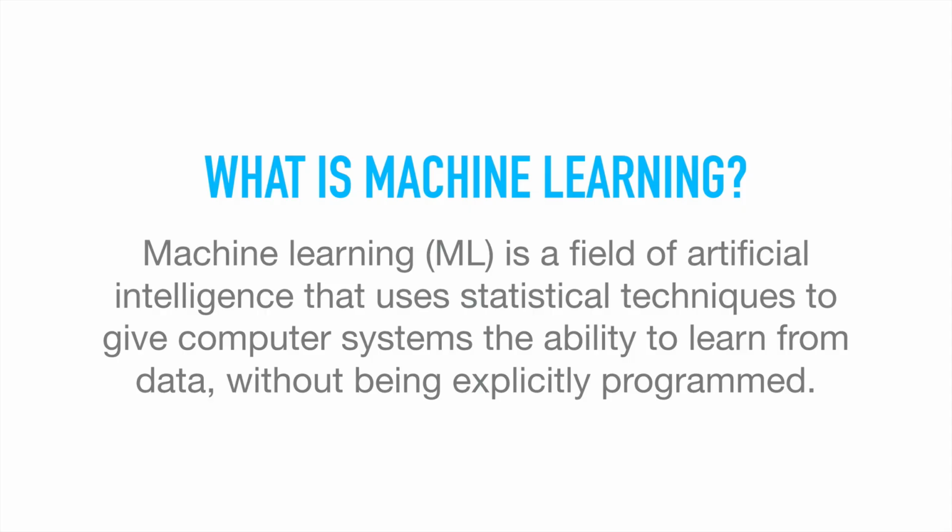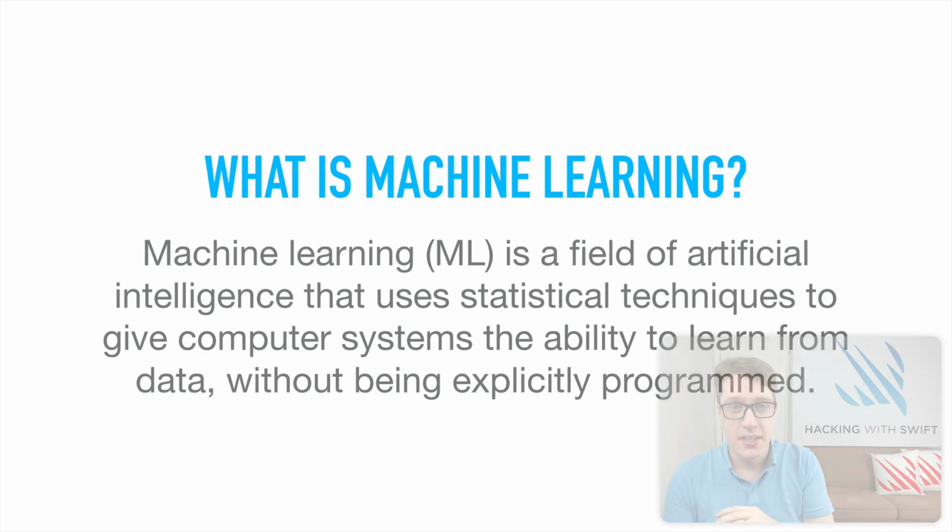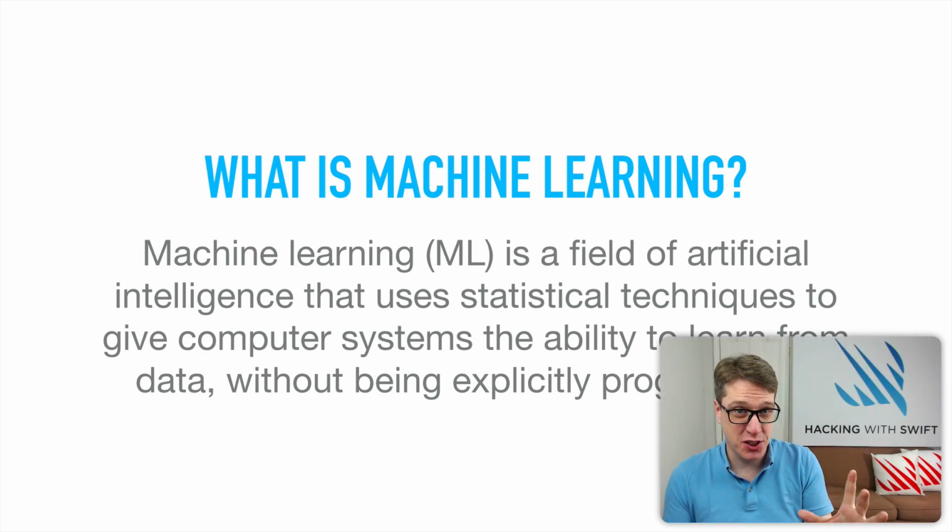Now, there's a cliche amongst speakers. There's a great way to start talks on a topic by reading out the definition of that topic from Wikipedia. And here it is from Wikipedia, the definition of machine learning. Machine learning, ML, is a field of artificial intelligence that uses statistical techniques to give computer systems the ability to learn from data without being explicitly programmed.